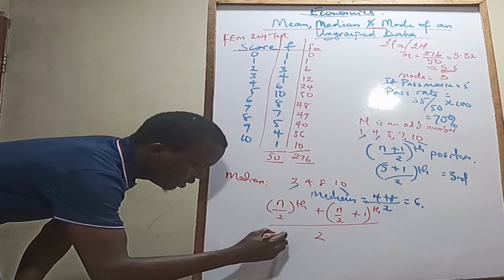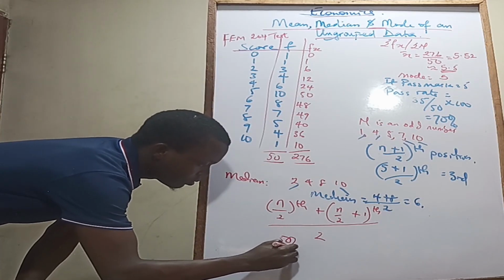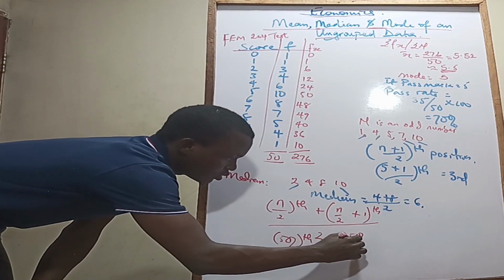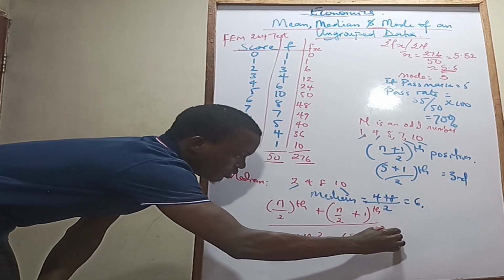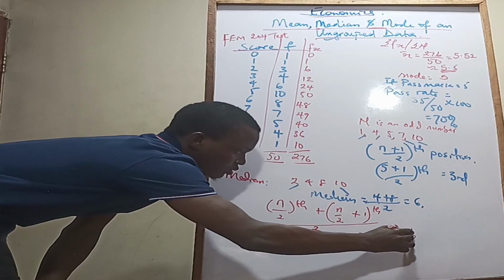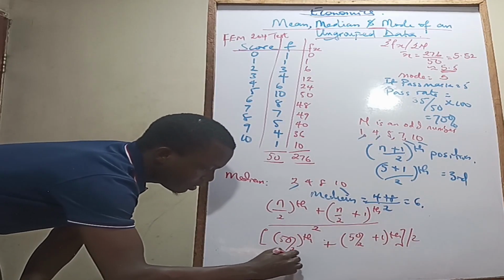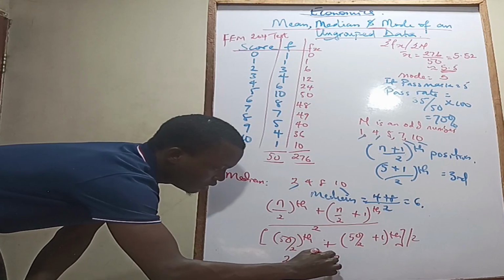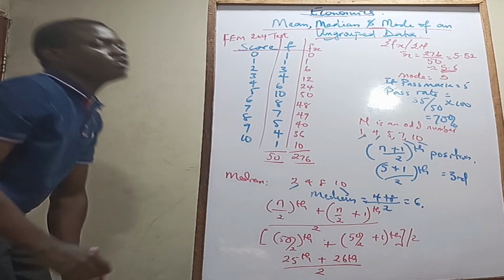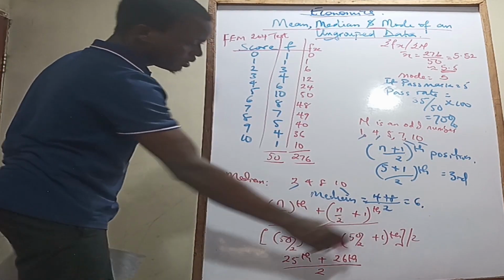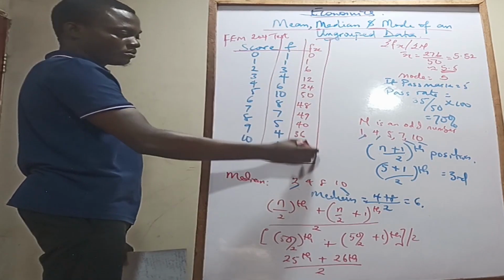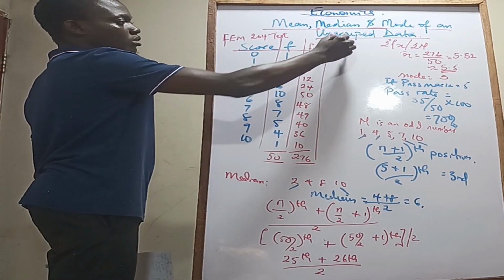All right. So now let's go. N is 50. So 50 over 2, right? Position plus 50 over 2 plus 1 position. So everything, let me just write this here. Everything divided by 2. So this is the 25th number plus the 26th number, right? Both of them divided by 2. So how would you know the 25th number and the 26th number? It's easy. So we have to create a new column here that we call the cumulative frequency column.